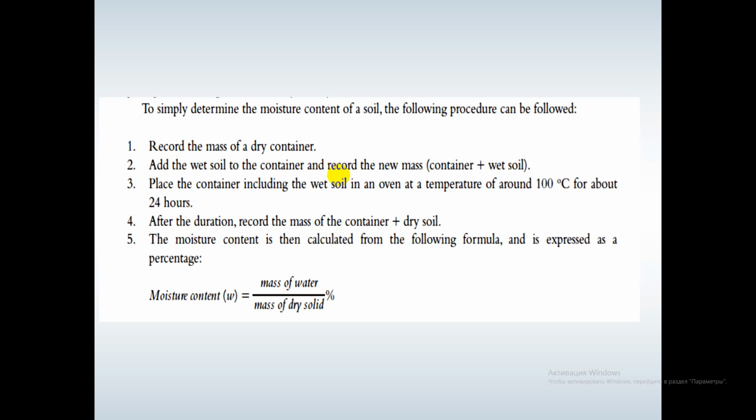Place the container, including the wet soil, in an oven at a temperature of around 100 degrees for about 24 hours. After the duration, record the mass of the container plus dry soil. The moisture content is then calculated from the following formula and is expressed as a percentage. Moisture content equals mass of water divided by mass of dry solid.